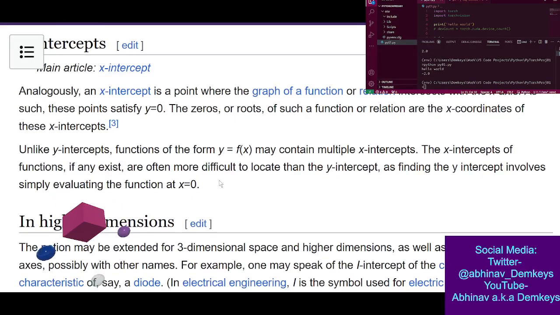Unlike y-intercepts, functions of the form y equals f of x may contain multiple x-intercepts. Oh, they may contain multiple x-intercepts. Okay. The x-intercepts of functions, if any exist, are often more difficult to locate than the y-intercept.